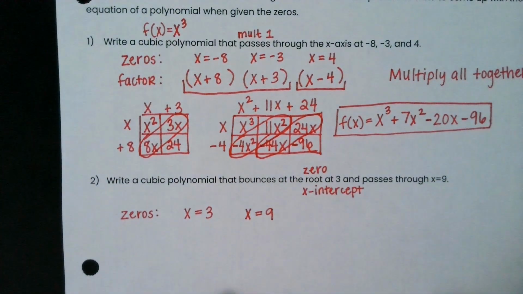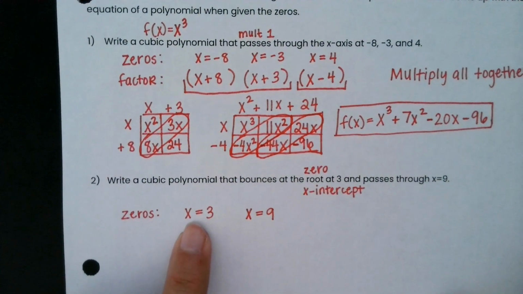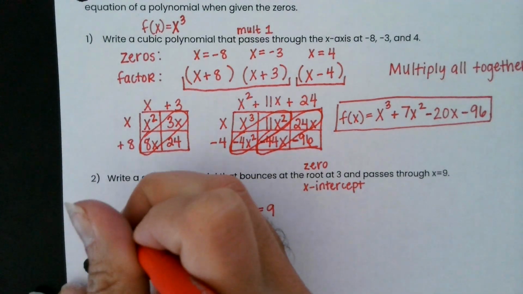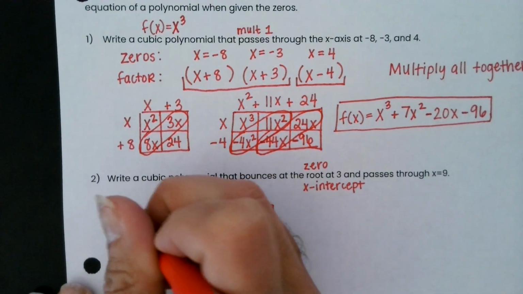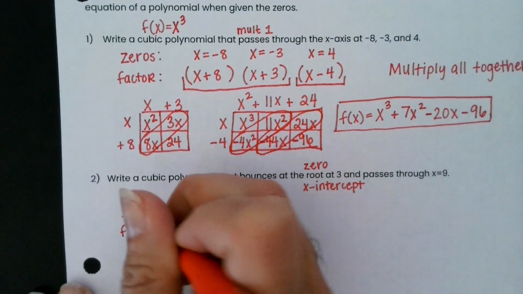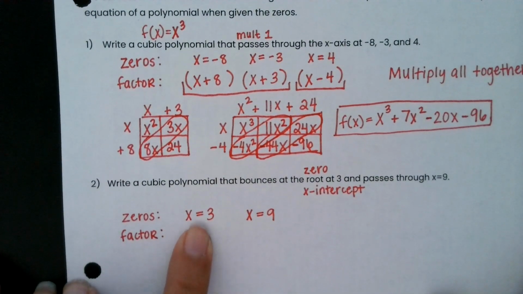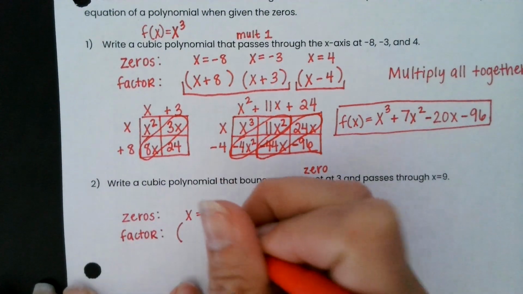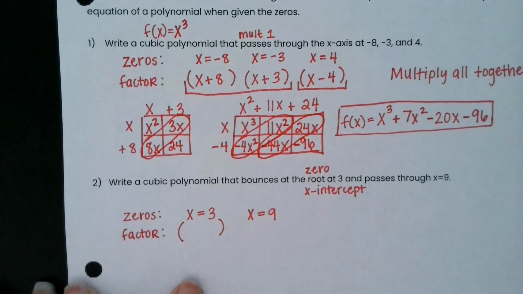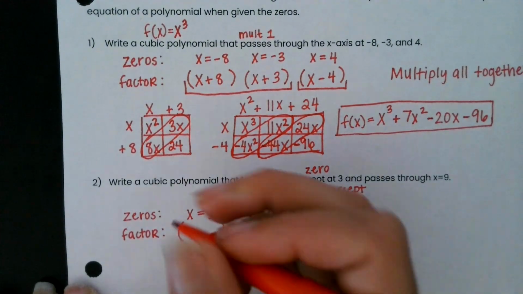Now we want to write the factors that those zeros came from, right? So x equals 3 was the 0. It came from the factor, the little set of parentheses, x minus 3.